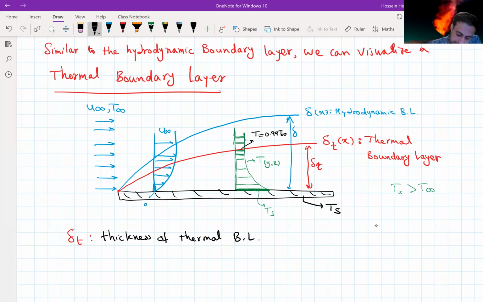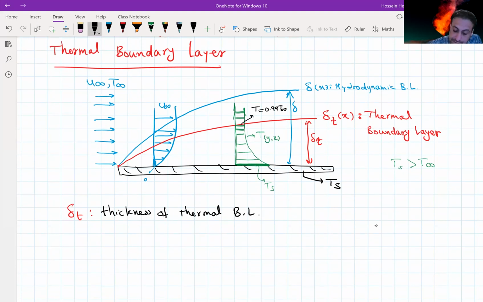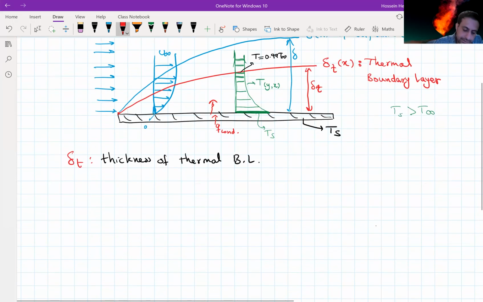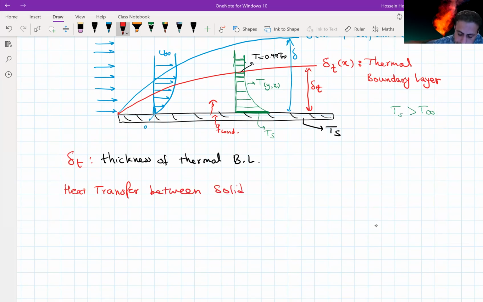Now, let's look at the heat transfer that can happen, the transfer of heat. Heat is conducted through the solid. So we have Q conduction, and then the heat is just transferred from the solid plate to the fluid. And if I look at the heat transfer between solid and fluid, for this case it is from solid to the fluid. But if, let's say, T infinity is greater than Ts, then we would have transfer of heat from the fluid to the solid.